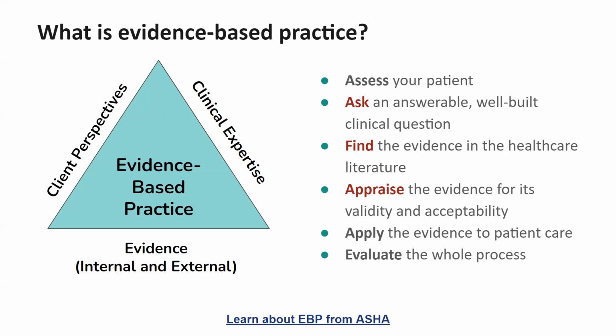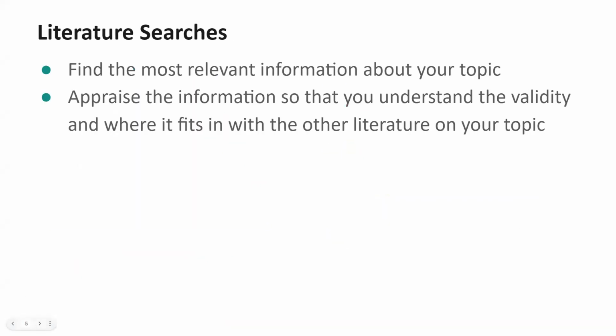The library can help you with the research-related steps in this process, which are asking clinical or research questions, finding evidence, and appraising the evidence you've found. When doing literature searches, your goal is to find the most relevant information about your topic, which means you'll want to be very specific about what your question is, which will help you determine what you're looking for. You'll also need to use good search techniques to find all of the relevant information. Next, you'll appraise the evidence you found so that you can understand its validity and where it fits in with the other literature on your topic.